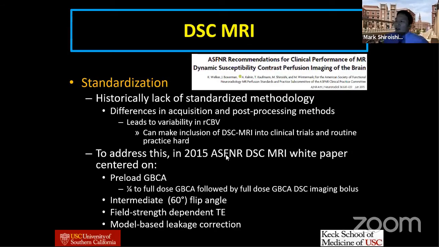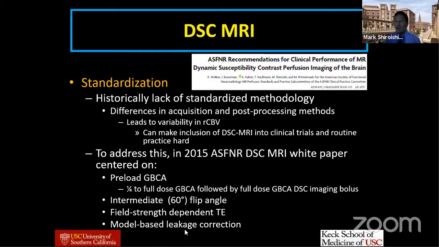So I was part of this white paper that came out in 2015 that tried to talk about the lack of standardization. And at that time, it was predicated on these things I talked about: giving a preload, meaning that you inject the dye initially once before you inject the dye for the actual perfusion imaging. You use this intermediate flip angle of 60 degrees. You use a field strength dependent TE, which just depends on whether you do 3 Tesla or 1.5 Tesla MRI. And then you need to use what's called model-based leakage correction.